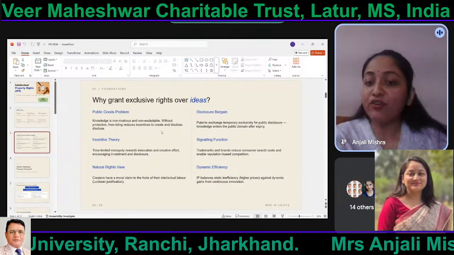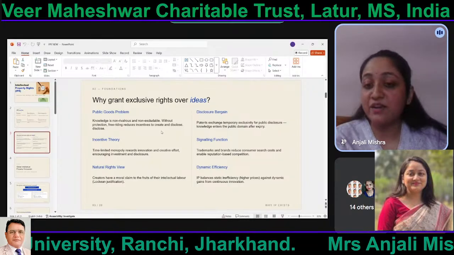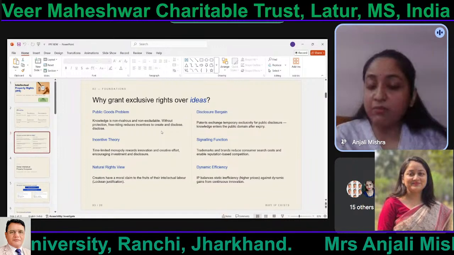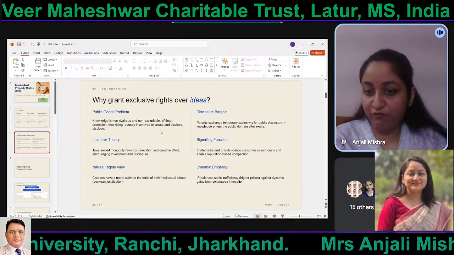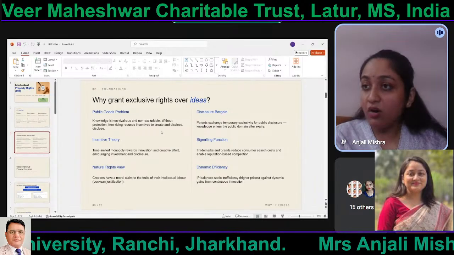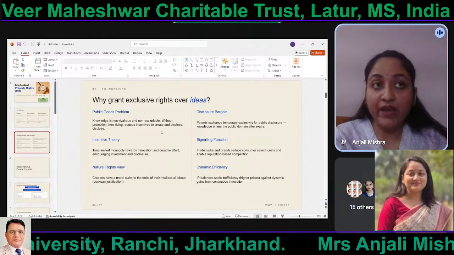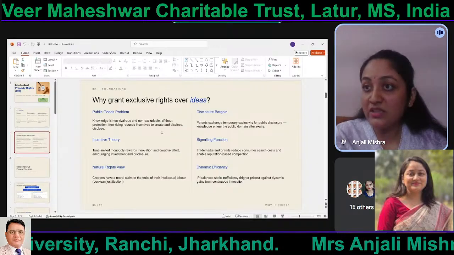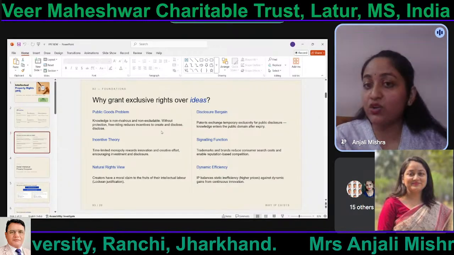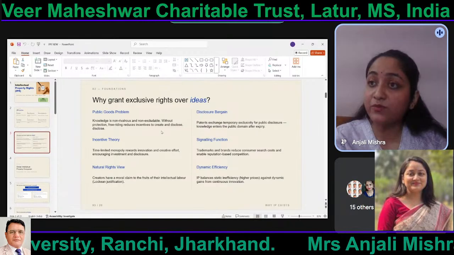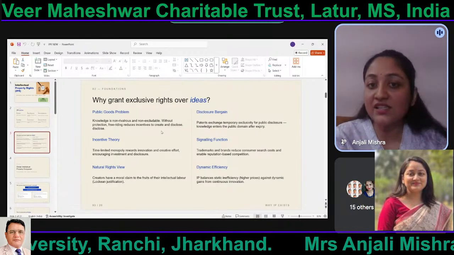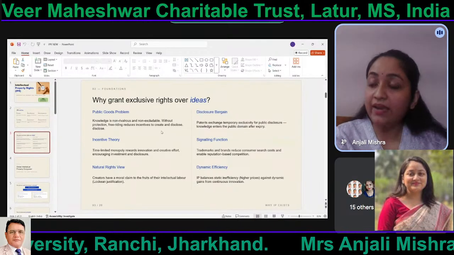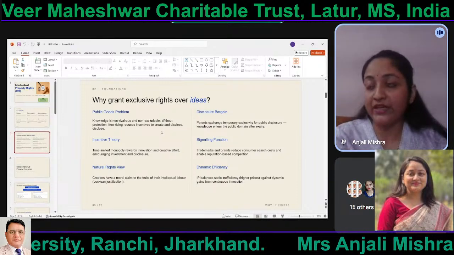Apart from that, one last theory that supports this statement is dynamic efficiency. Basically, IP helps to establish an efficiency between good quality and bad quality of products. Thus, if quality is kept at the optimum level, more and more inventions will come in future. So there are so many theories that have supported granting exclusive rights over ideas because it will help in future invention, in future innovation. So these are some of the things that help us understand why granting exclusive rights to anybody's intellectual property is vital.